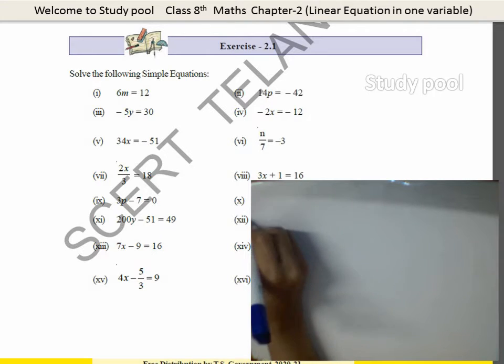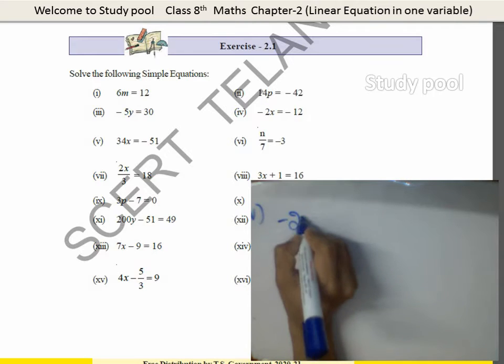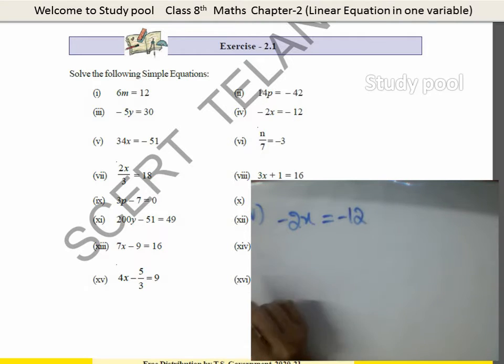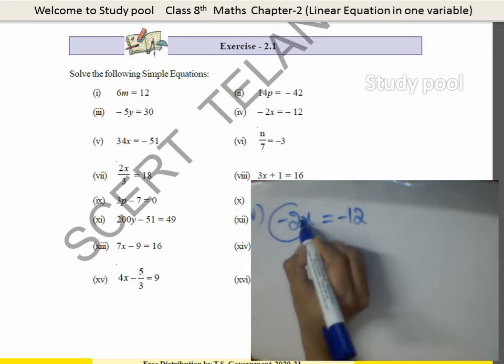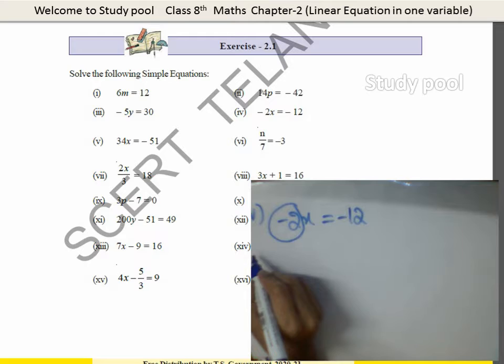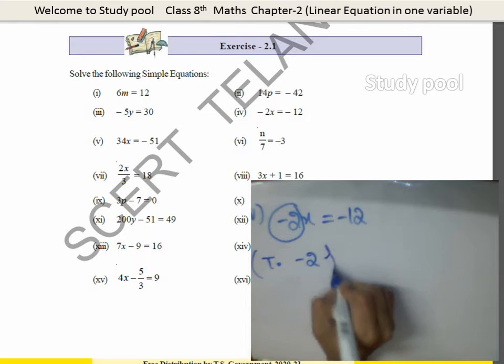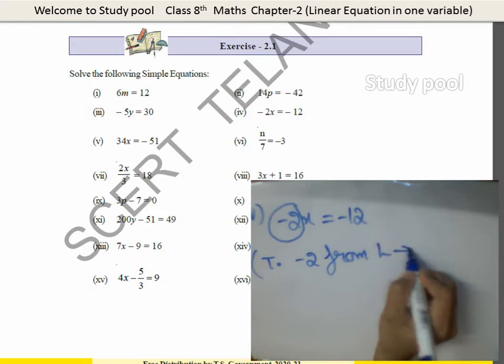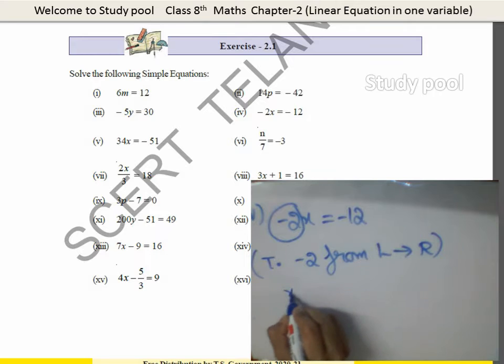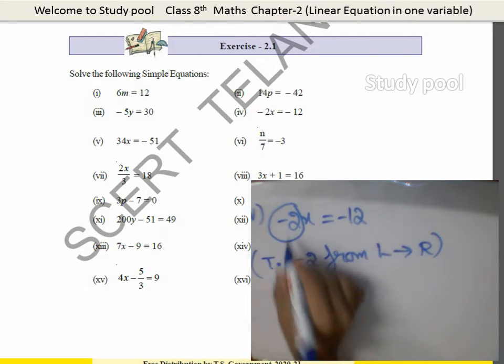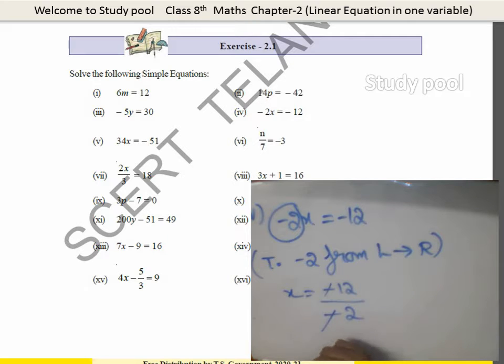Now we'll see the fourth one. What is it? Minus 2x is equal to minus 12 is given. What is here? Minus 2. So what we have to do? Transposing minus 2 from LHS to RHS. Then what happens? It will be x is equal to minus 12 by minus 2. So here minus minus get cancelled and 2 sixes are 12. So 6 we got. That means x is equal to 6. We got, no? It is also very easy. So now we'll do the next one, fifth one.